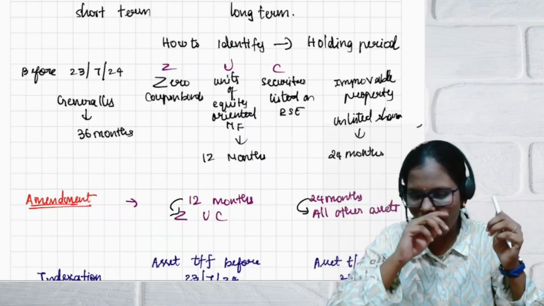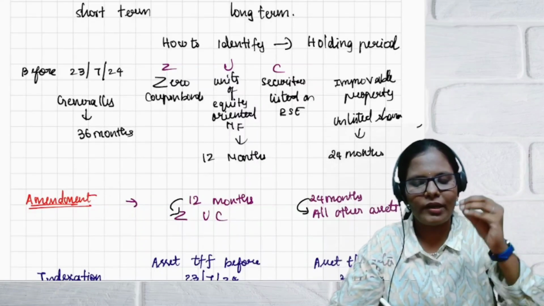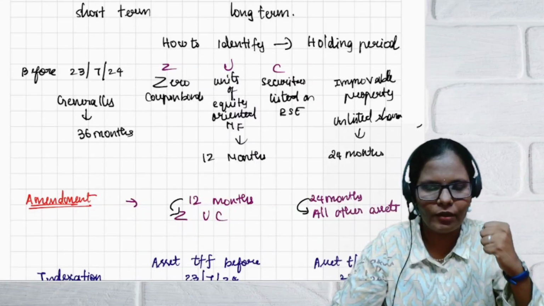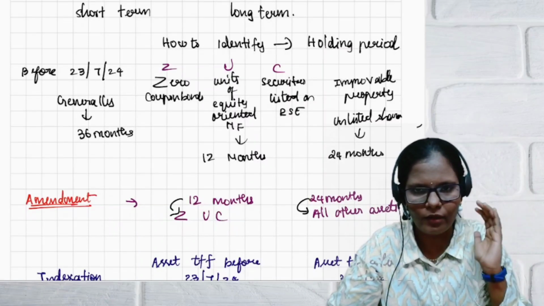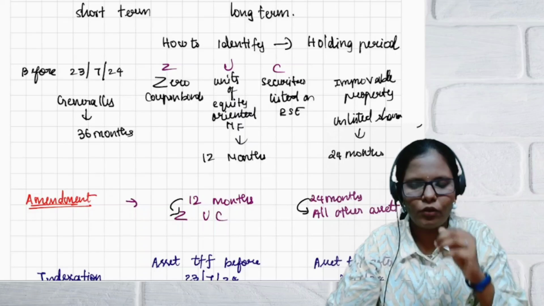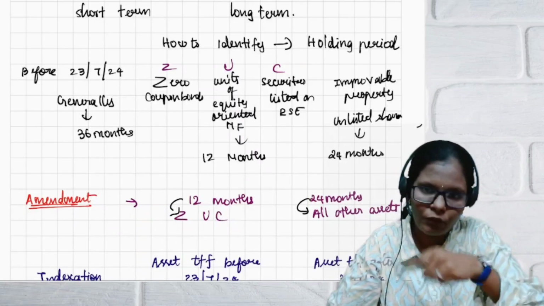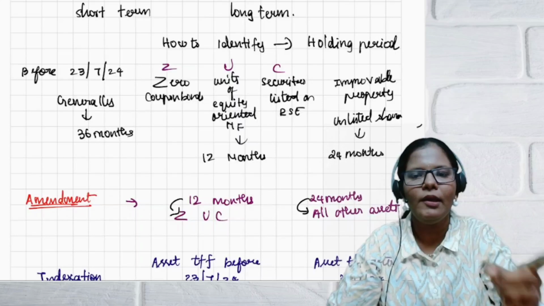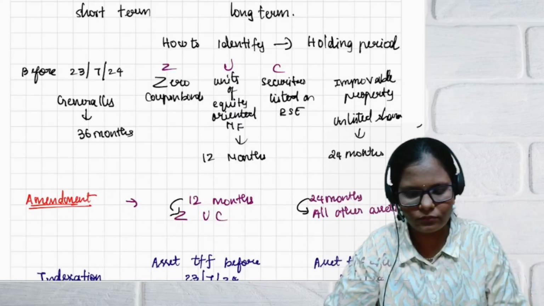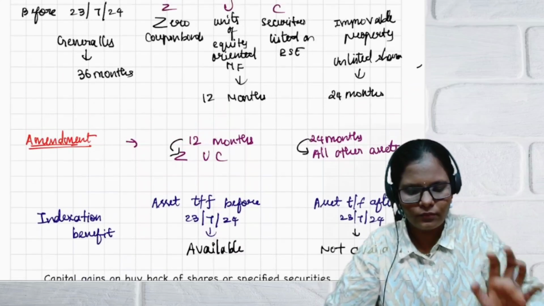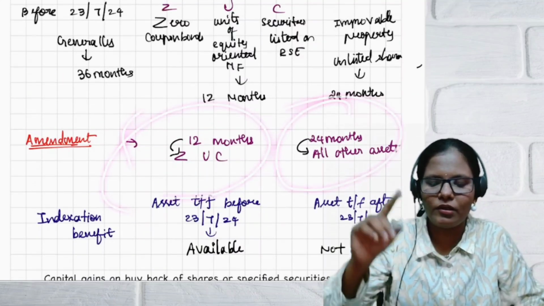Okay, what does this 12 months, 24 months mean? If you hold your capital asset for more than 24 months, it will fall under long term capital gain, long term capital asset. If you sell or transfer your capital asset before 24 months or before 12 months, then your asset will be classified as a short term capital asset. Okay, now we have only two categories, 12 months and 24 months.